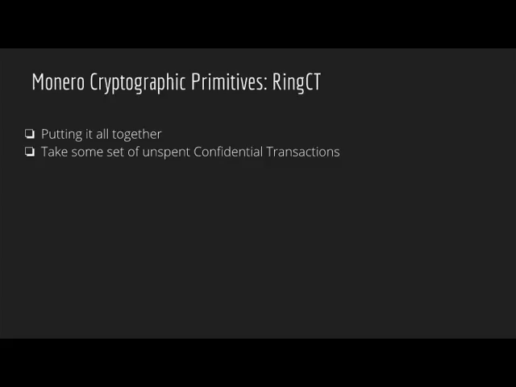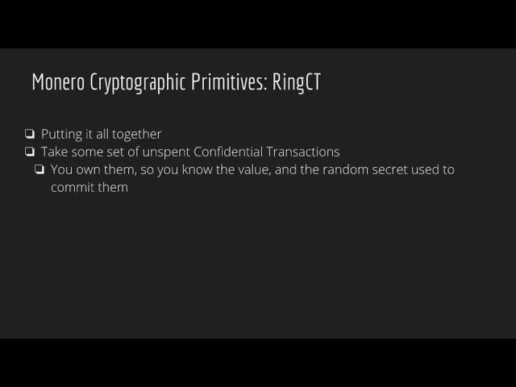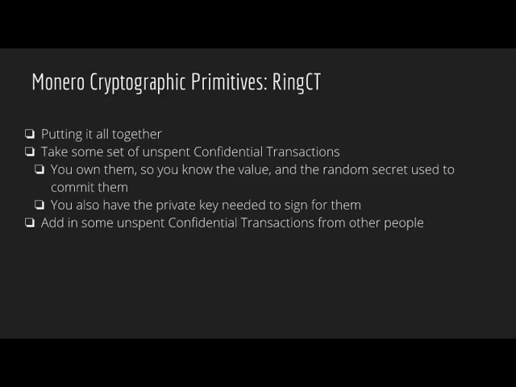So you have a bunch of unspent confidential transactions, which I guess we never put in the slides for that. Confidential transactions are transactions where all of the input and output amounts are these kinds of additive commitments, so that they can all be added together. So you have a bunch of unspent transactions that are yours, you know what their value is, you know what the secret value is, and you have the private key that allows you to sign for them. And then you use a bunch of confidential transactions from other people who you don't have the private key for, but you know the public key.